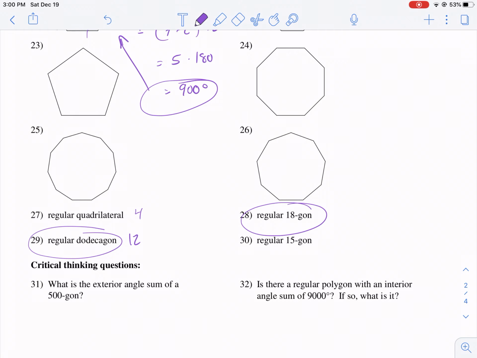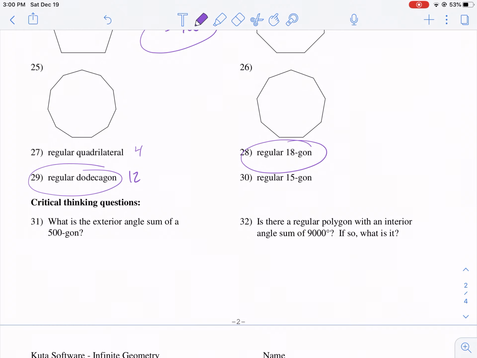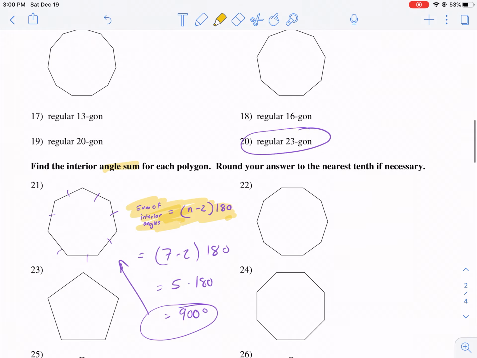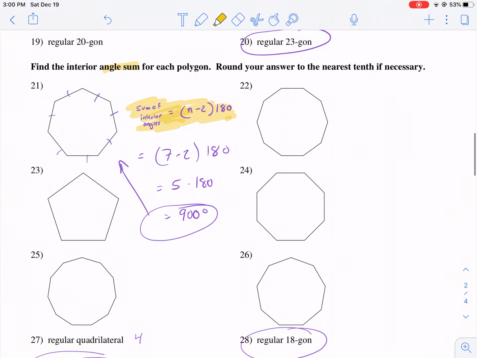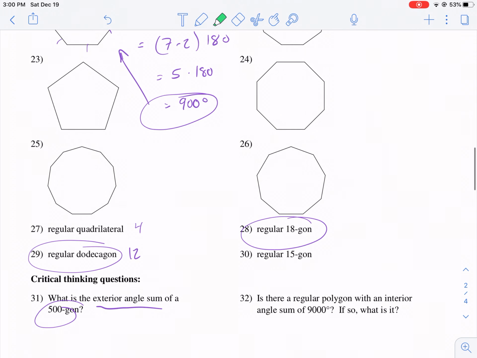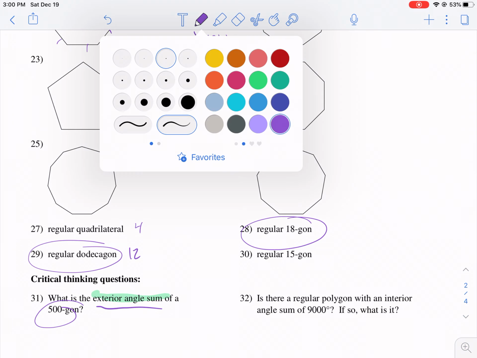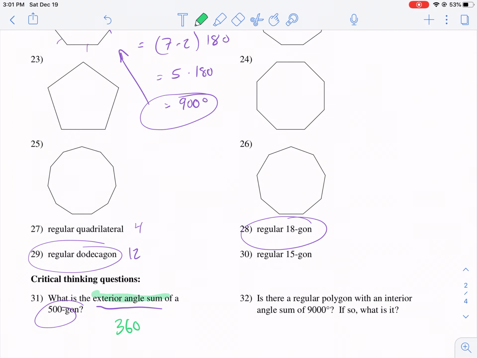Let's cover these critical thinking questions. What is the exterior angle sum of a 500-gon? It doesn't matter how many sides it has. The exterior angle sum, as we suggested earlier, is always 360. So this is a trick question making you think it's hard, but it's really not.